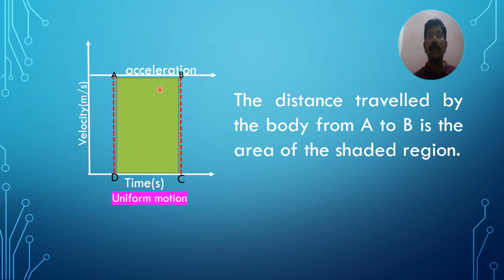Now, the distance traveled by the body from A to B is the area of the shaded region. This shaded region always indicates the distance traveled by the body. Are you clear? So this is the advantage of the velocity and time graph.